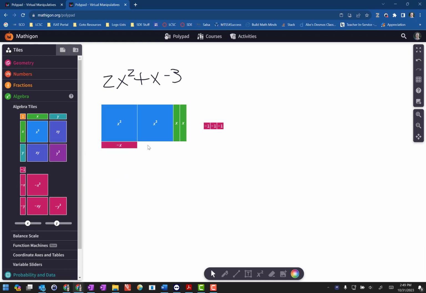And we can see that we still need another negative x. So if I need another negative x, I need another positive x. There's my other 0 pair. We'll throw that in there. And then magically, there are 3 spots left.